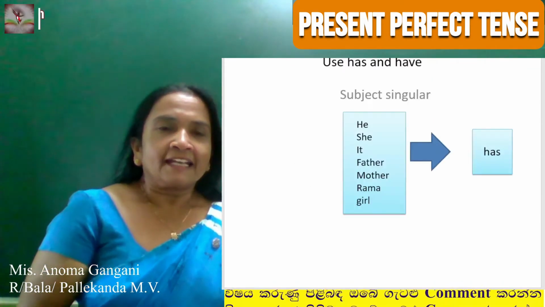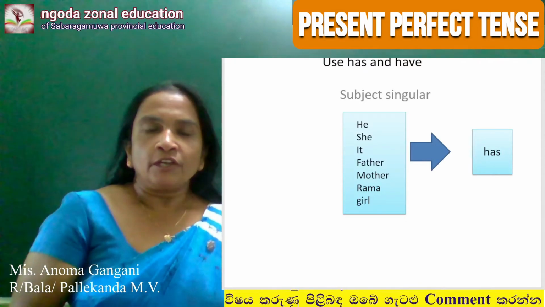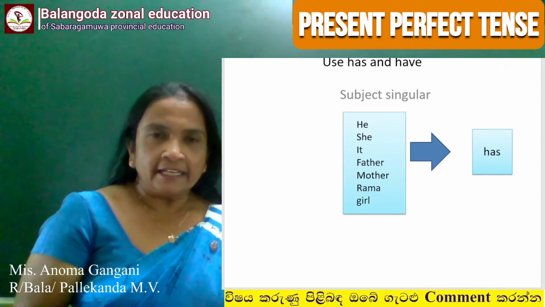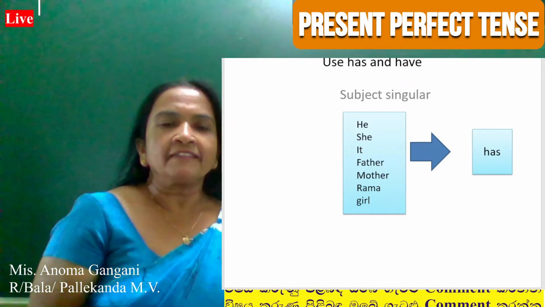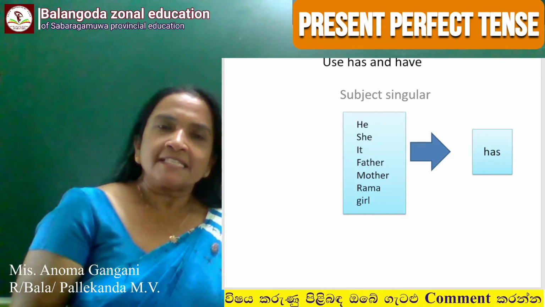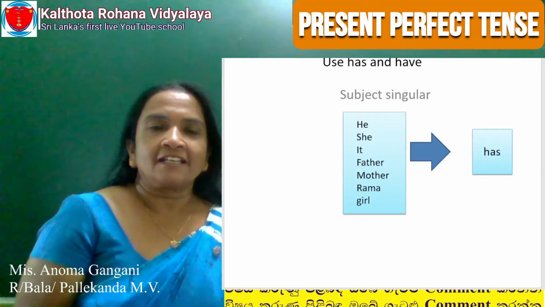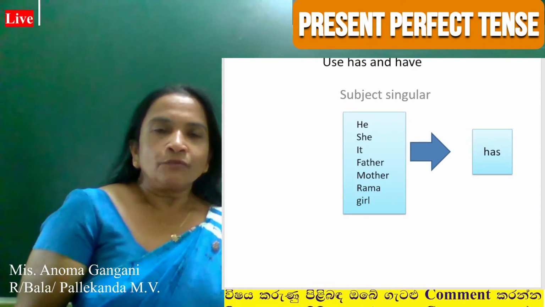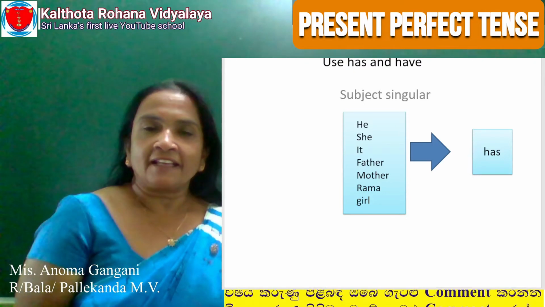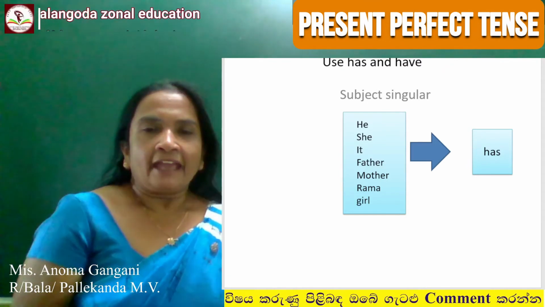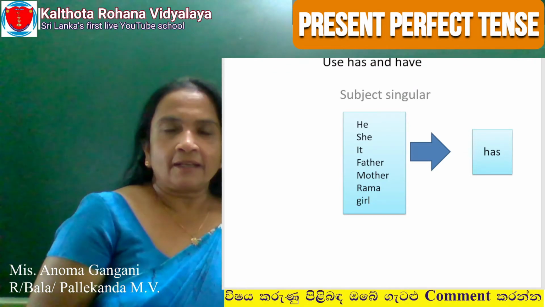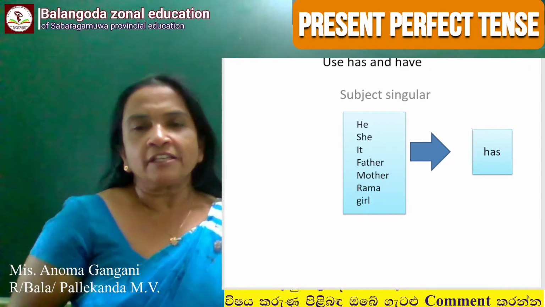Now see the next one, please. Use has and have. You know that. Subject singular. What are the singular subjects here? He, she, it, father, mother, Rama, girl. We call them singular subjects. What are the other things? Dog, father, teacher, mother, sister, brother, postman, cricketer, singer. We use has with those because the subject is singular.